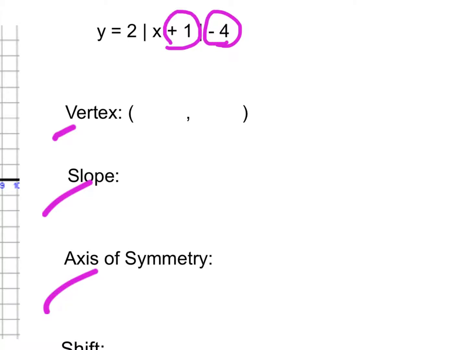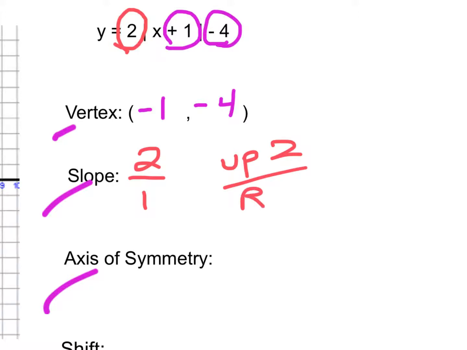So we take the opposite of positive. What's the opposite of positive, Rosalind? Negative. Negative 1. And we bring in negative 4 just as it is. Now the slope. The slope is right in front. So my slope is 2 to 1, which says I go up 2 to the right 1.